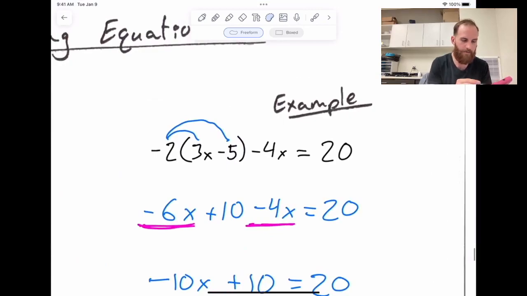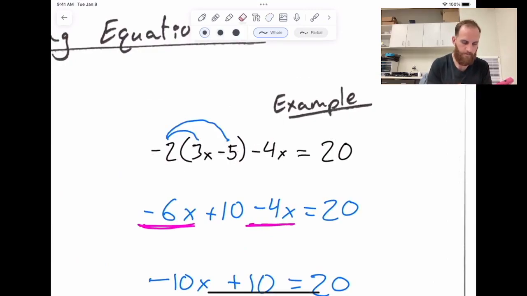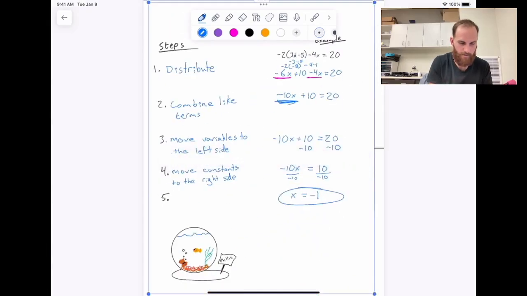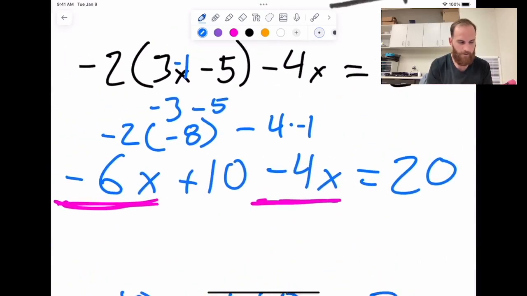Anyway, so we can go back and check that answer, right? If we put in negative 1 for x, a few things will happen. So let's try that. Negative 1 for x. 3 times negative 1 is negative 3 minus 5 is negative 8 times negative 2 minus 4 times negative 1. Goodness, so this is going to be positive 4, right? Negative 4 times positive 4.